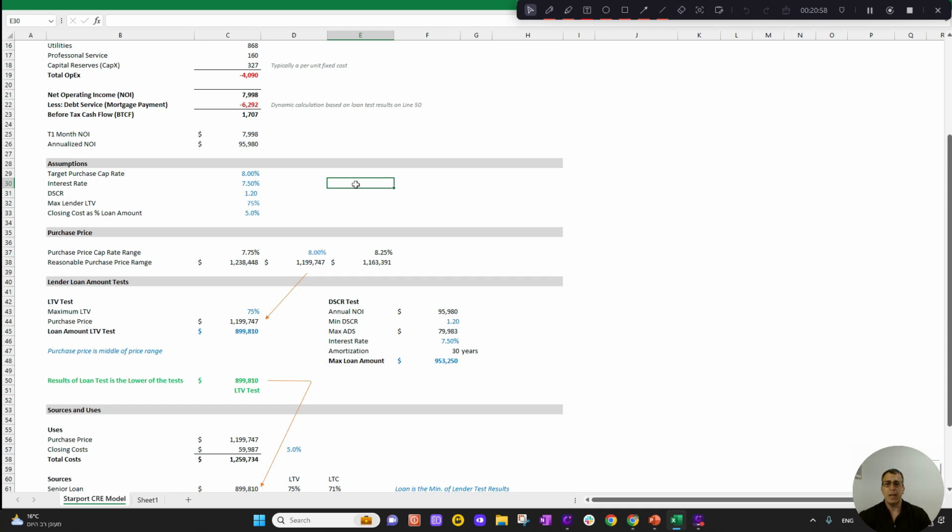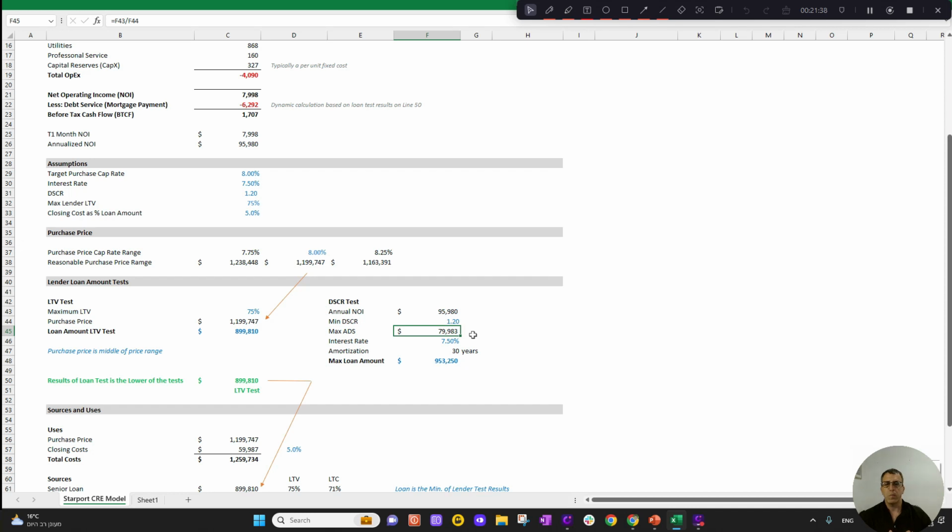So we know that the annualized NOI, which we calculated up above on line 26, was 95,980. We estimated a 1.20 debt service coverage ratio, and therefore I can back into what's the maximum debt service coverage, what's the maximum mortgage payment we could have. I've used the term in this model called ADS. That stands for annual debt service. Mortgage payment, ADS, debt service means mortgage payment. So now I've backed into it and said, okay, the maximum mortgage payment this property can have is roughly $80,000.